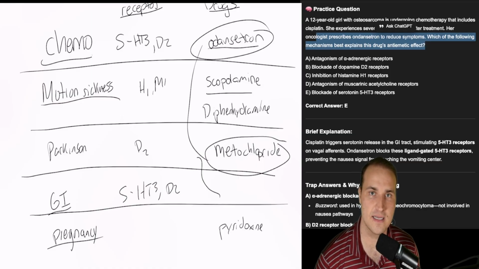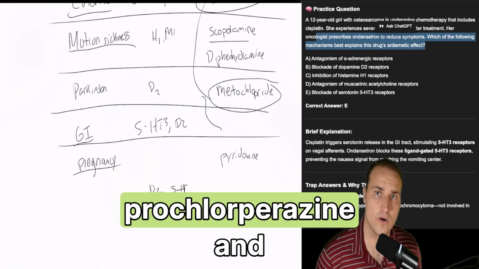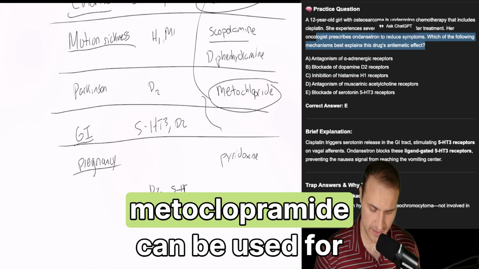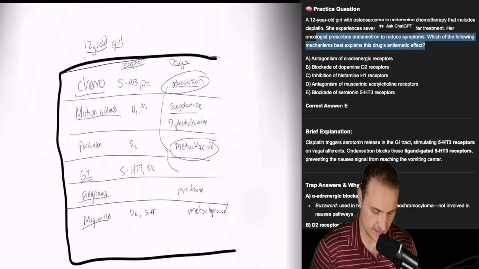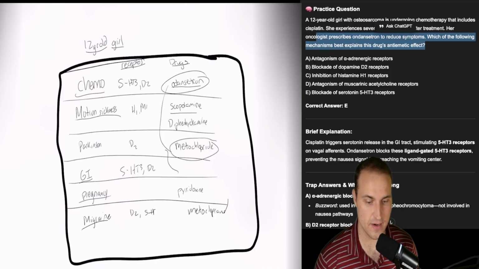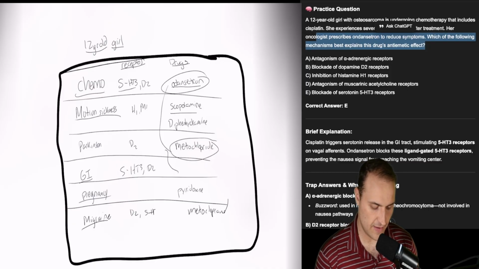And then migraine stuff, you use the D2 and the 5-HT. So that's prochlorperazine and metoclopramide that can be used for that. Okay, so let's do a little bit of a recap here because this is actually pretty high yield. There are random facts you have to memorize, which is crazy because we have our iPhones, but that's neither here nor there. For chemo, we use blockers of 5-HT3 and D2 receptors, so ondansetron.